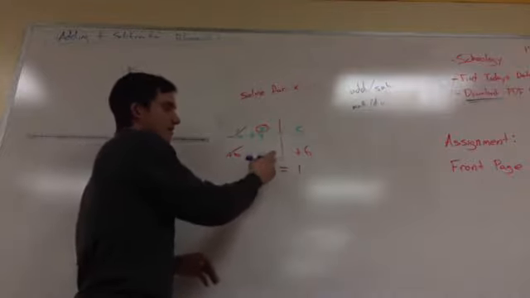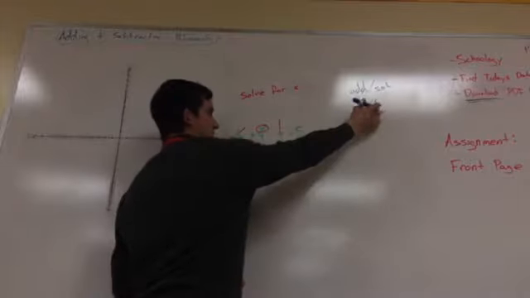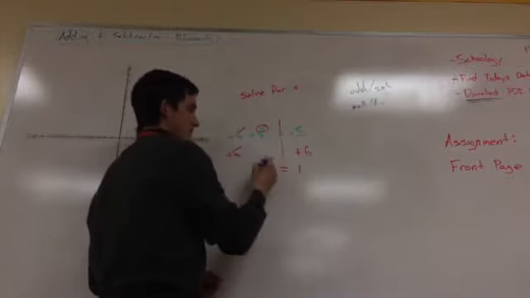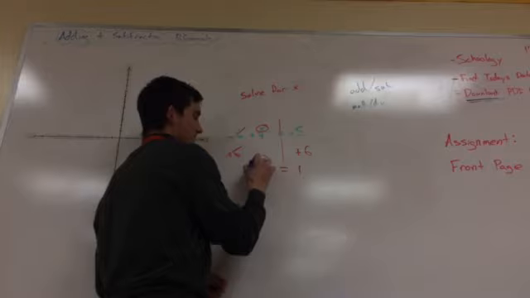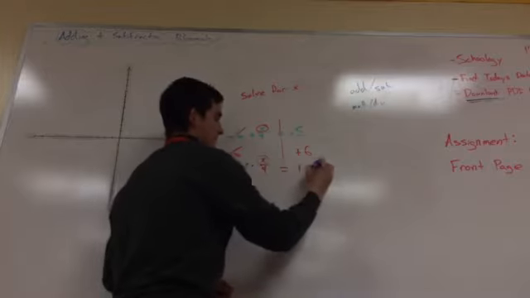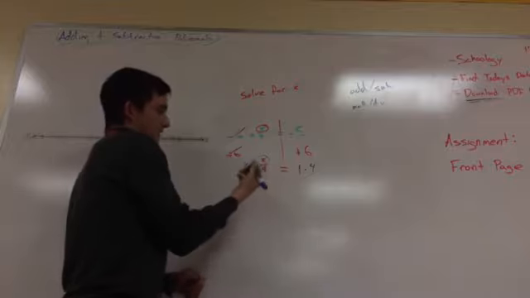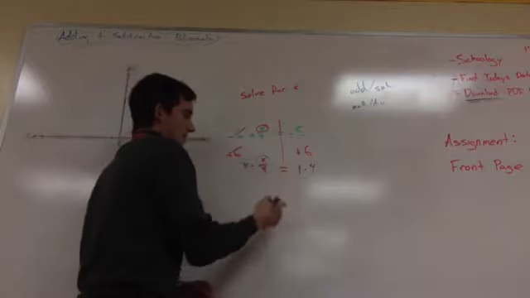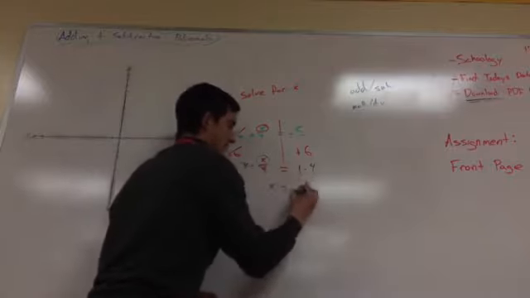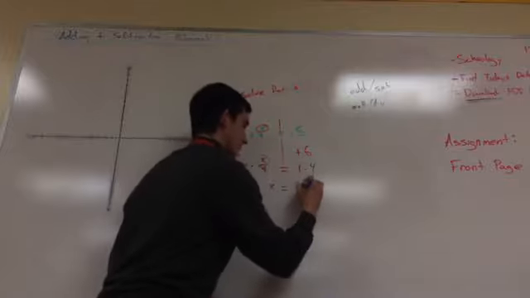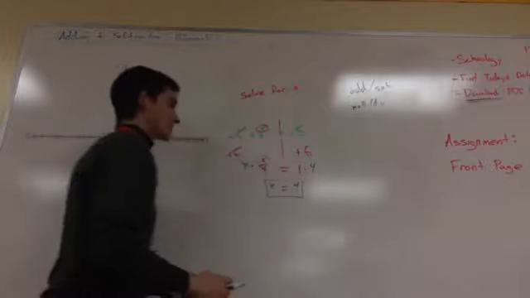So to get rid of divided by 4, remember the opposite of division is multiplication. So I want to multiply by 4 on both sides. 4 times divided by 4, those cancel, so it's x equals 1 times 4 is 4. And there's my answer. All right.